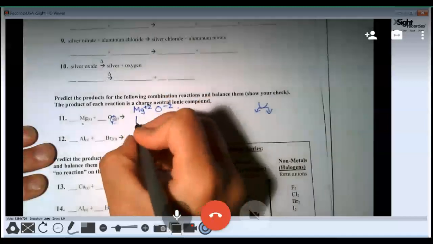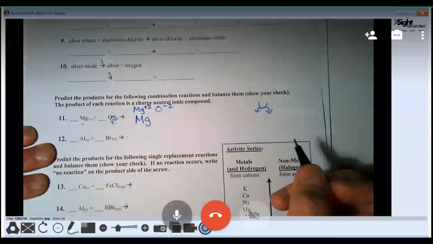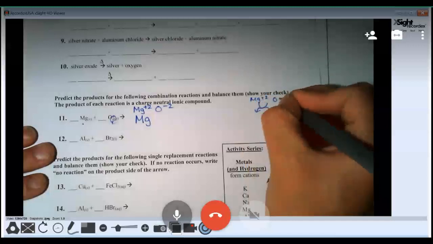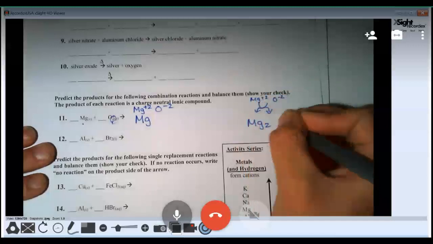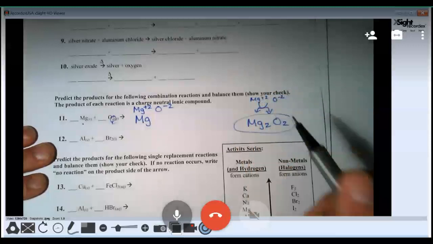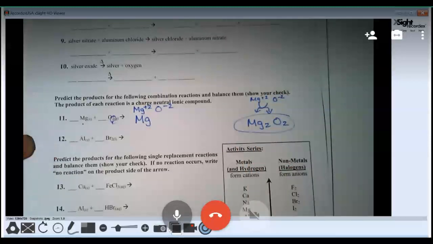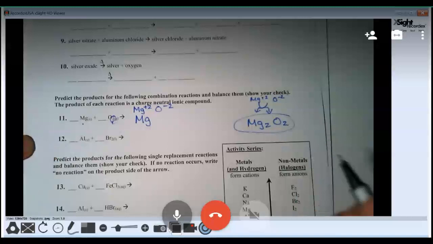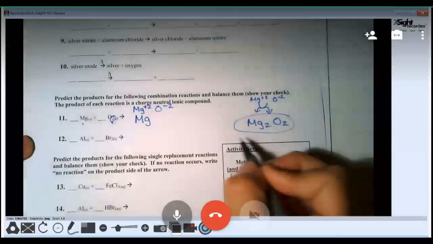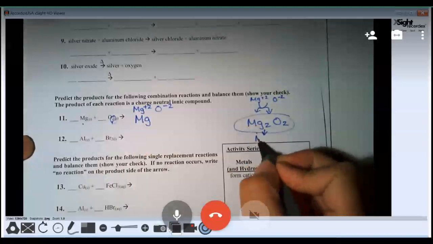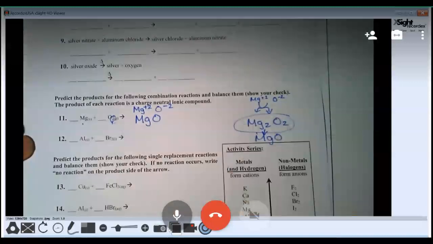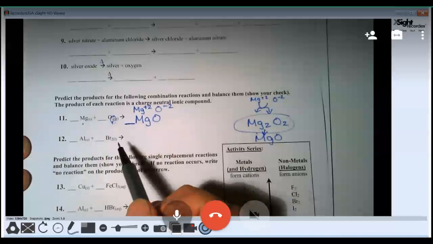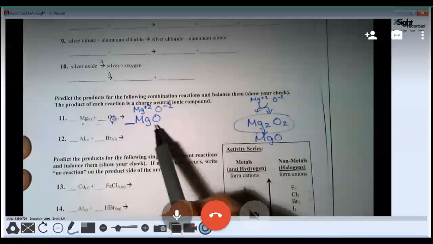So when we crisscross, what are we going to get? Actually, we'll do it over here first. Mg +2, O -2. We get Mg2O2. But what do we know we have to do with this? Can we leave it as Mg2O2? Yeah, we have to simplify it because it's ionic. To simplify, it's just down to MgO. So that's our product of our reaction. Is this a balanced chemical equation? Mg plus O2 gives us MgO.